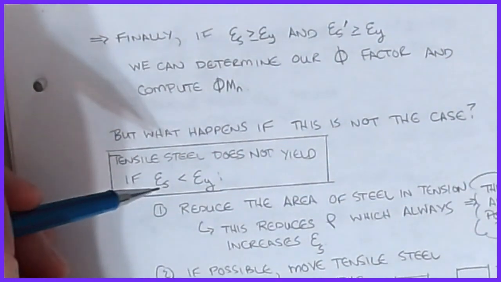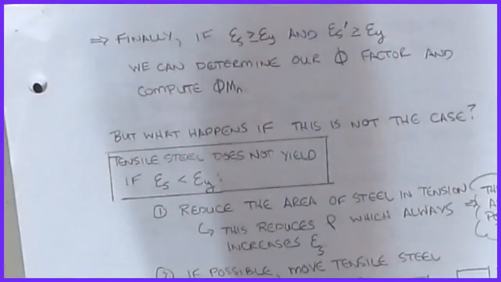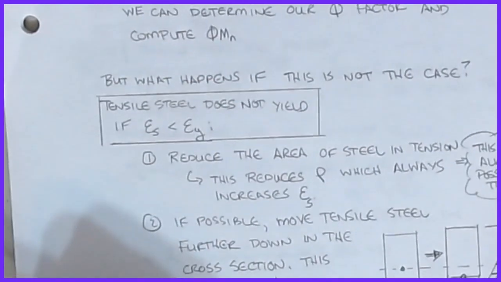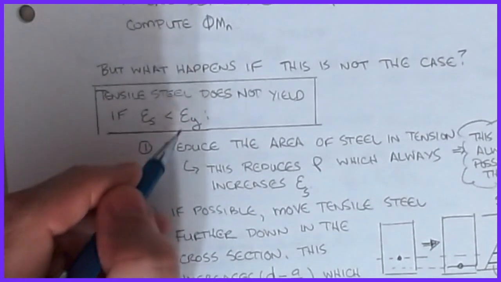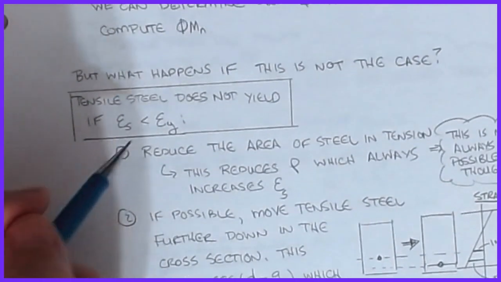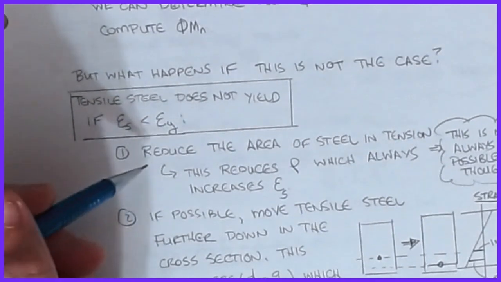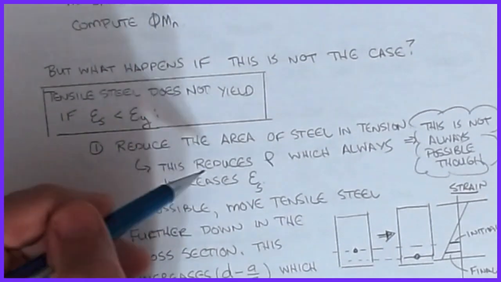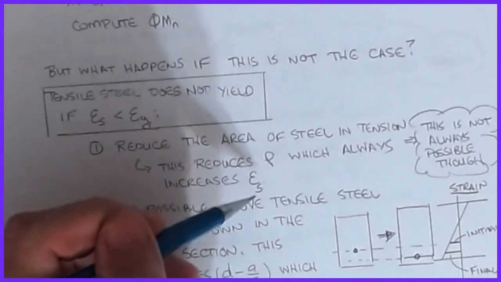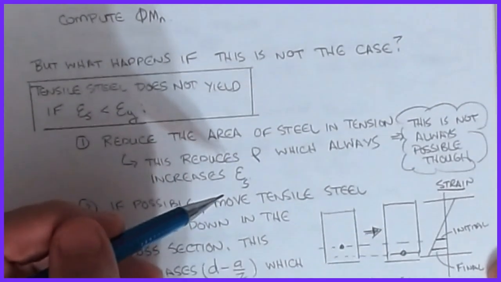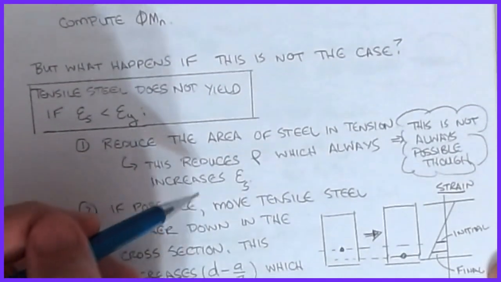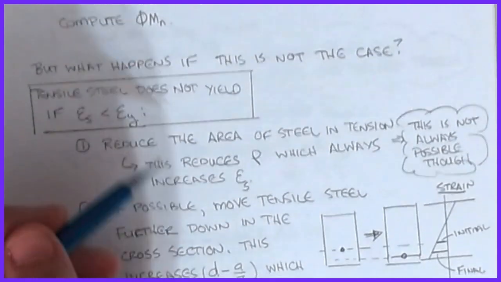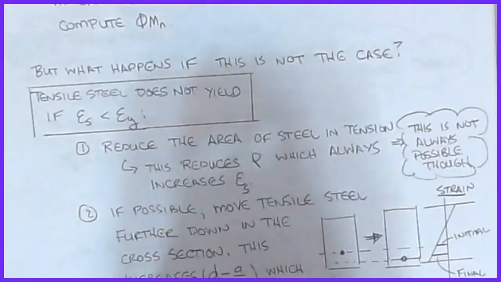But what happens if this isn't the case? Say we violate it, and there are a couple of cases that we'll look at here as well. The methodology still works, but what happens if epsilon s is less than epsilon y? Well, the possible solutions are as follows. I can reduce the area of steel in tension, which will reduce my rho, which will always increase my epsilon s. Less area means higher stress, means higher strain, but sometimes that's not possible. Maybe for moment capacity reasons, I needed that extra steel.